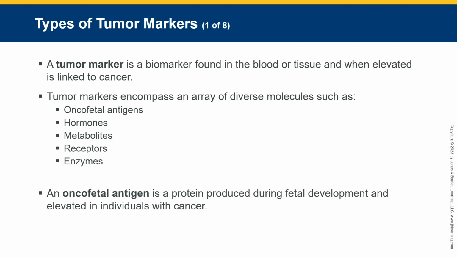So a tumor marker is a biomarker found in the blood or tissue that, when elevated, is linked to cancer. Tumor markers encompass an array of diverse molecules, such as oncofetal antigens, hormones, metabolites, receptors, and enzymes. An oncofetal antigen is a protein produced during fetal development and elevated in individuals with cancer.